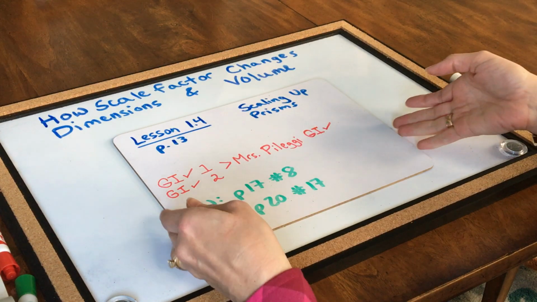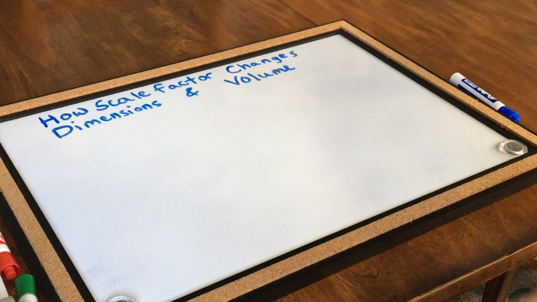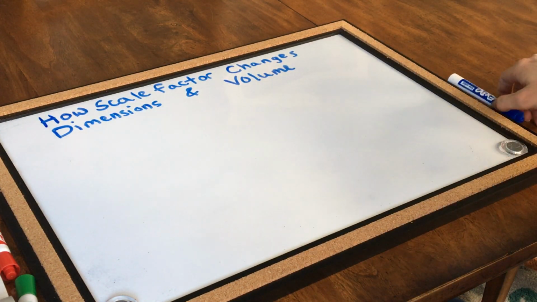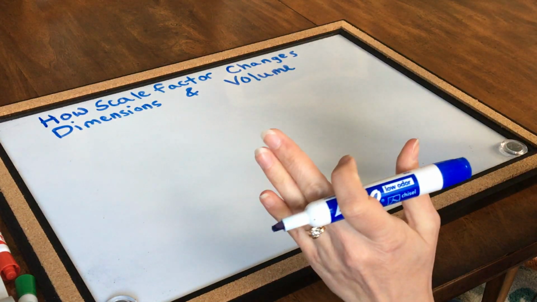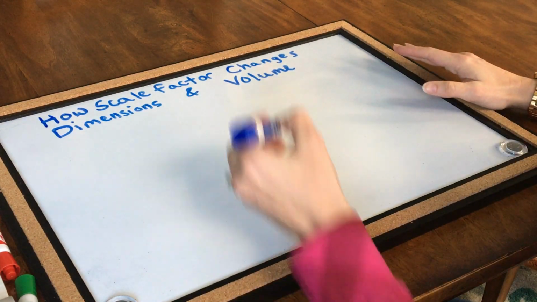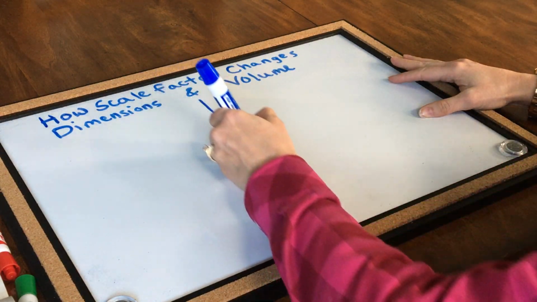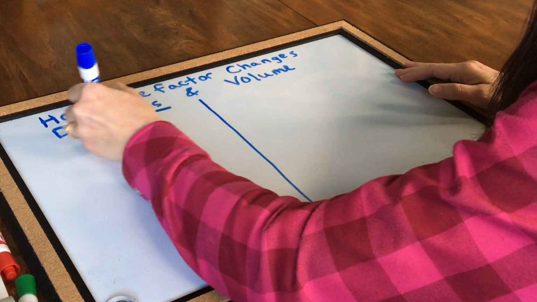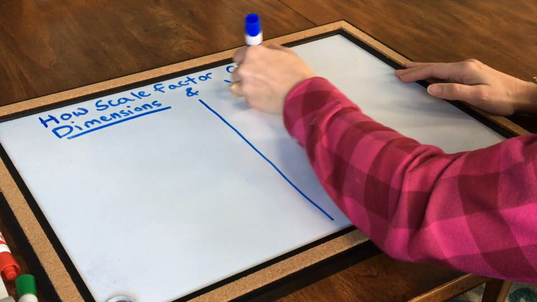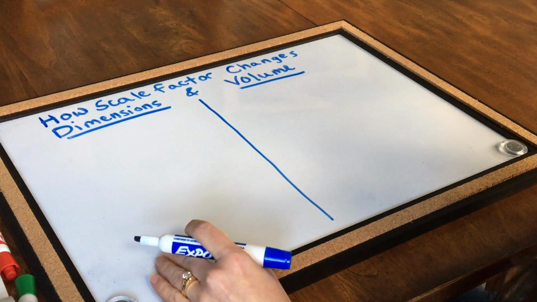Okay, let's talk about how scale factor can change the dimensions and the volume of an object. So we're going to be looking at two separate entities. What I want you to do is draw a line down the center, and we're going to look at how scale factor changes dimensions and how scale factor can change volume.